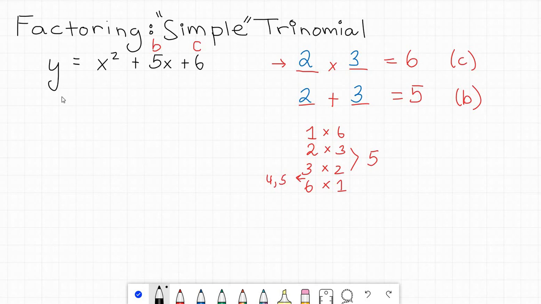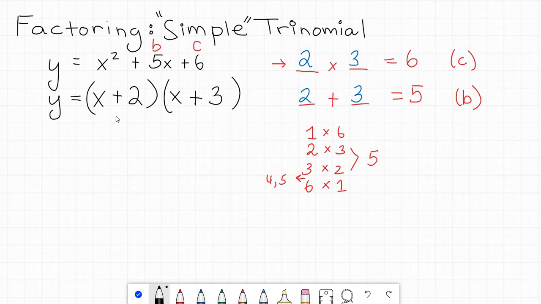For simple trinomial factoring, all you need to do is write y equals, then you're going to have two brackets, and you're going to write an x inside both of those brackets, and then you're simply going to write next to each x one of the numbers. For the first one, I'll say plus 2, and for the second one, I'll say plus 3. So y equals x squared plus 5x plus 6 can be factored as x plus 2 times x plus 3.